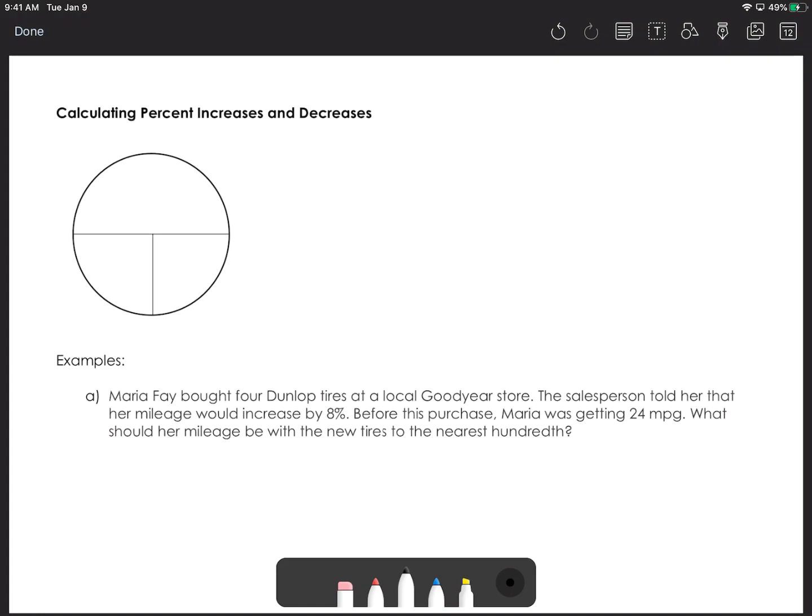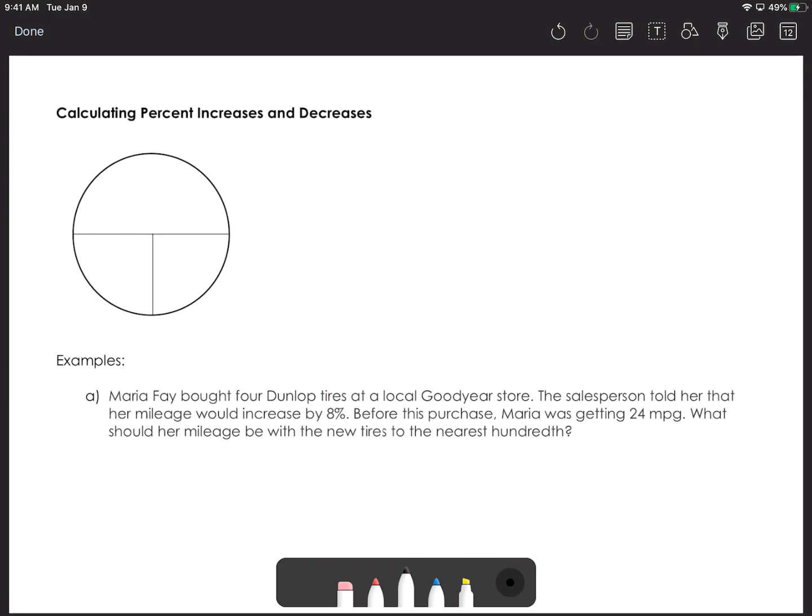Okay, in this video, we are going to talk about percent increase and decrease. So what this means is we're going to be talking about the difference between two values. We're going to be talking about the amount of the change, and then we're going to talk about the percent change. So we're going to have an old value and a new value.